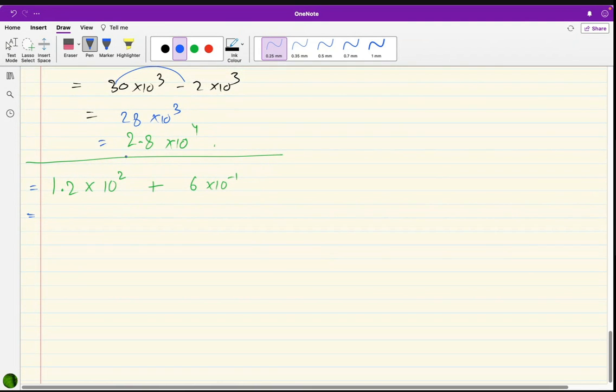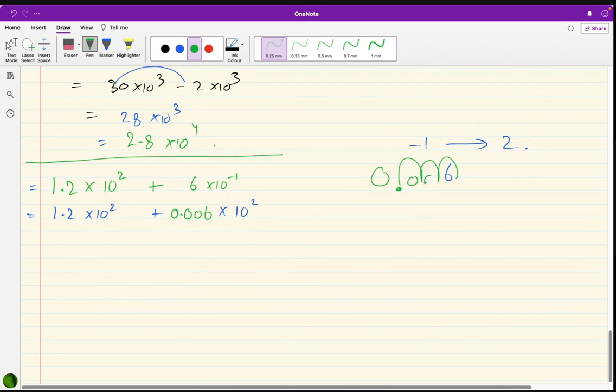Now I have two options. One is 2, the other is -1. So this is 1.2 into 10 raised to power 2. No change. In order to make this -1 to 2, I'm increasing it 3 times. Do you agree? Into 10 raised by 2. If I write this, that is increased by 3 times. So this 6 has to be decreased by 3 times. 1, 2, 3. That is making it 0.006. This is the decimal. These are those zeros.